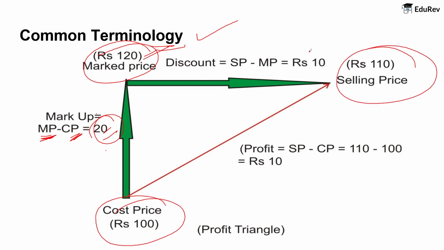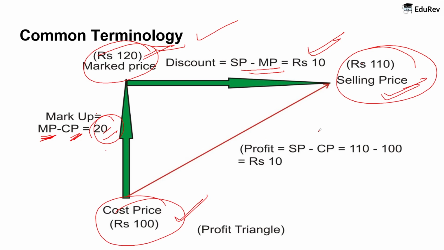So it means the discount given to the customer by the shopkeeper was 10 rupees less than the MRP. That will be MP minus SP, that is rupees 10. Now, if I have to calculate the profit, I have to firstly check, is it a profit or is it a loss? So obviously cost price was rupees 100 and selling price is rupees 110.